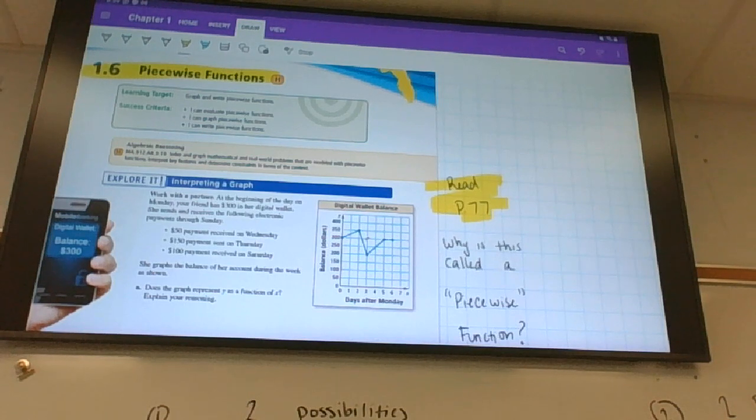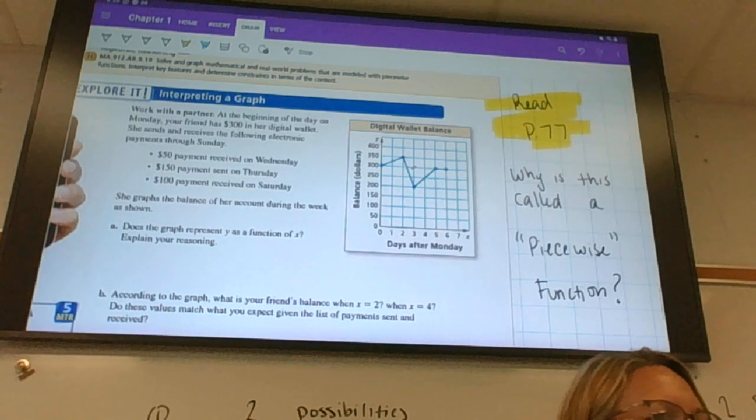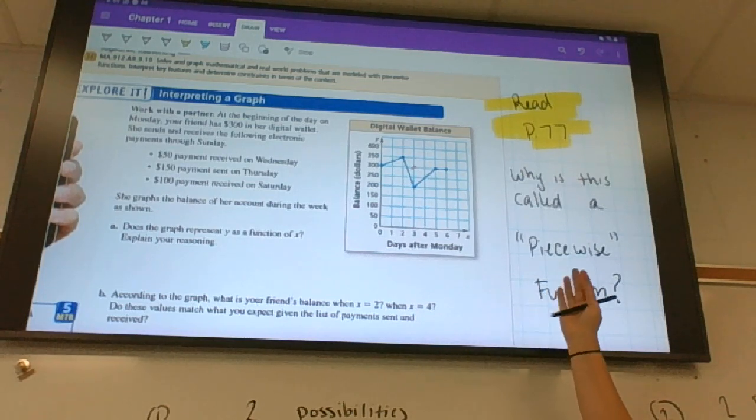What do you think, Lewis? Why do you think they called that a piecewise function? Why do they call it a piecewise function? Oh, got the actual definition. Look at it. In your words, why would it be piecewise? How many pieces are there actually, guys? 1, 2, 3. Yeah, it's in 4 pieces.